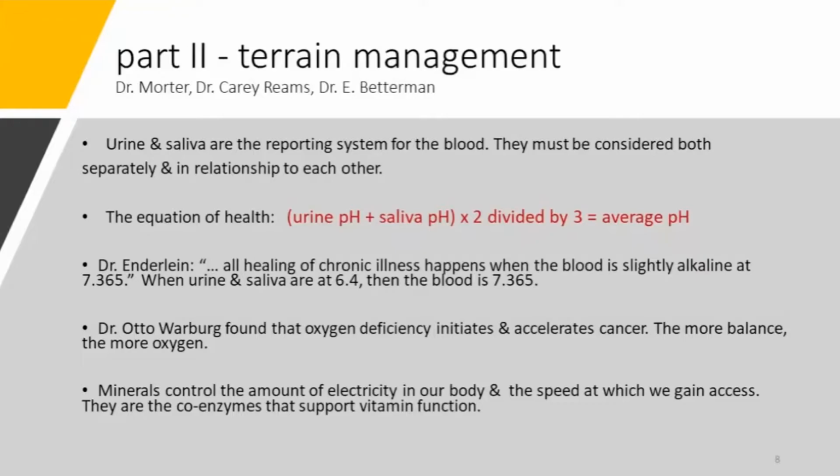Dr. Enderlein speaks of pH therapy as being what heals all chronic illnesses. And the healing of all chronic illness happens when the blood is slightly alkaline at 7.365. Urine and saliva are actually the reporters for how it's going in the blood. When they are both at 6.4, then the blood is at 7.365. Yes, 6.4 is slightly acid, and I'm going to show you how testing it first thing in the morning is going to say, yeah, everybody showed up for work last night and acid excess was released into the system.